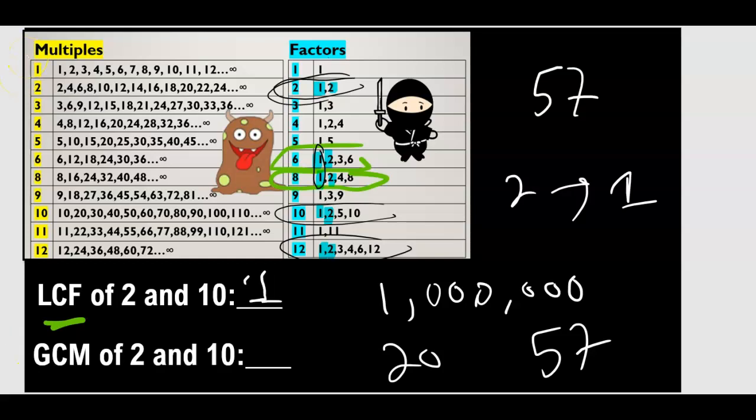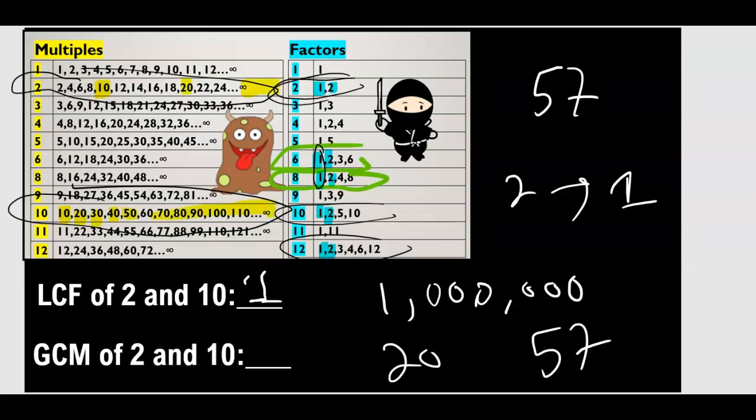What about the greatest common multiple of something? Can you find the greatest common multiple of, I don't know, let's try 2 and 10? What's the greatest common multiple? Well, let's see. Look at all these multiples they have in common. 10's in common, 20's in common, 30. If you keep going, 40 would be in common, 50.